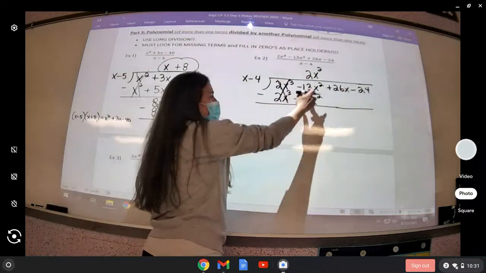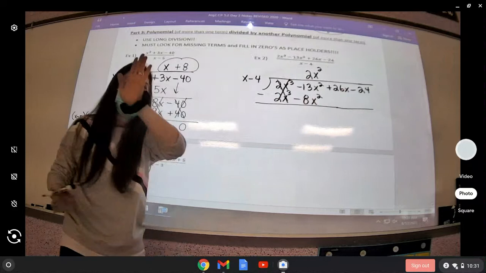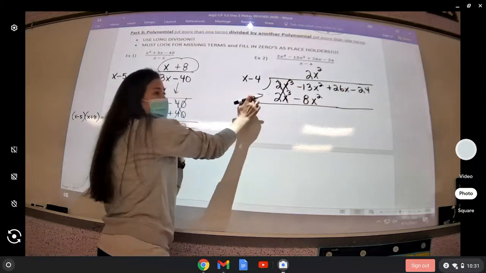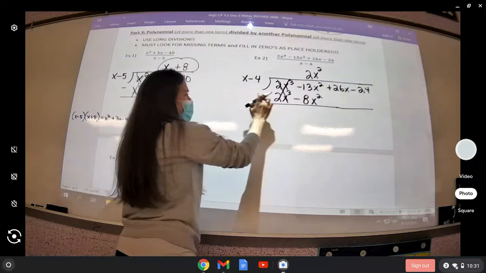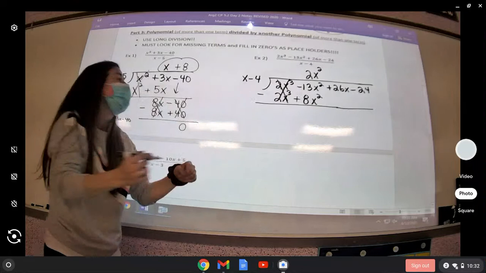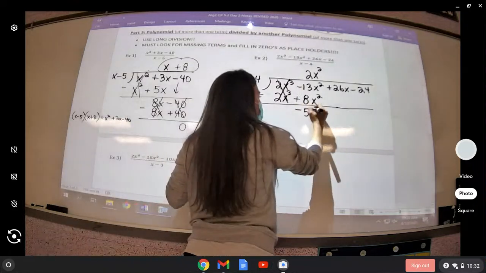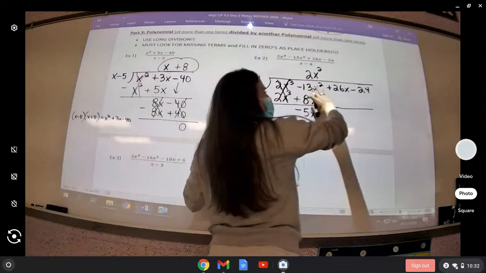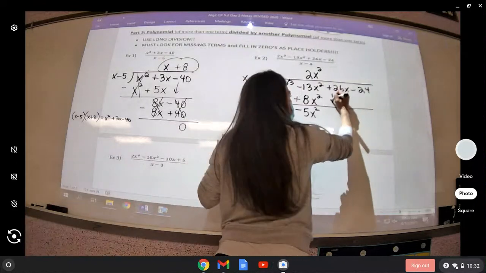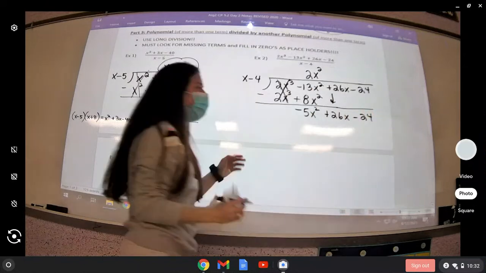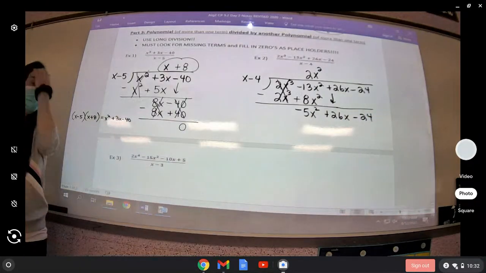All right, now again, some kids are going to look at this like, oh, look, negative 21. It's negative 13x squared. Pick it up, subtract negative 8. What happens when you subtract a negative 8? It actually turns to plus, and you get negative 5x squared. And now we bring down. But guys, with polynomials, just bring everything down. And we're going to do it again.